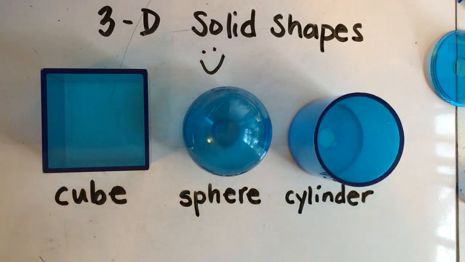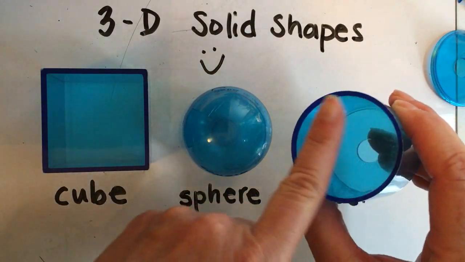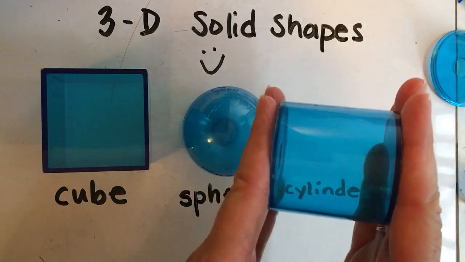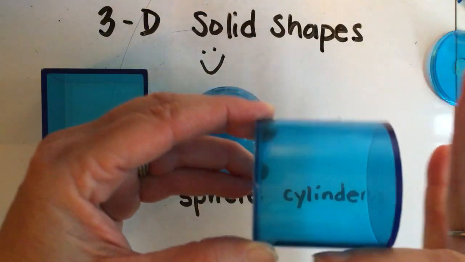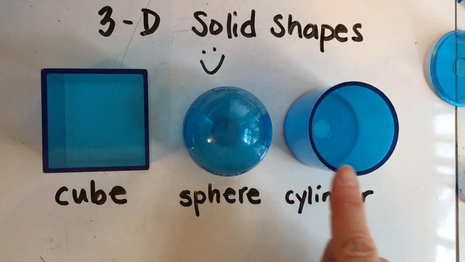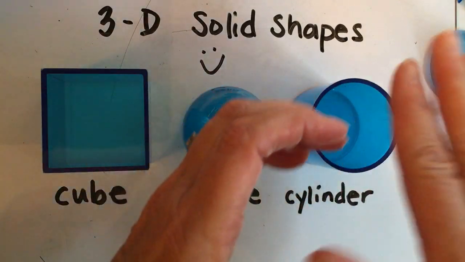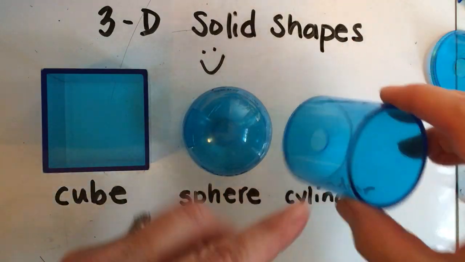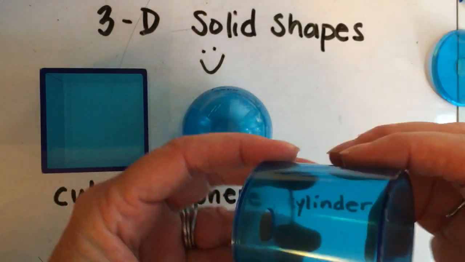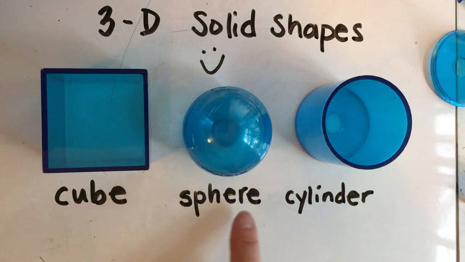So, cylinder. And the cylinder, you can see, has 2 circular faces, and then it's curved all the way around. This is an example of one that I would say had a curved edge, which is this place where this face is meeting this curved part. So this is a cylinder. So here we have a cube, a sphere, and a cylinder.